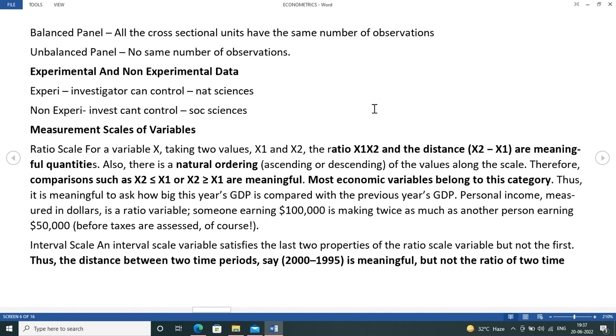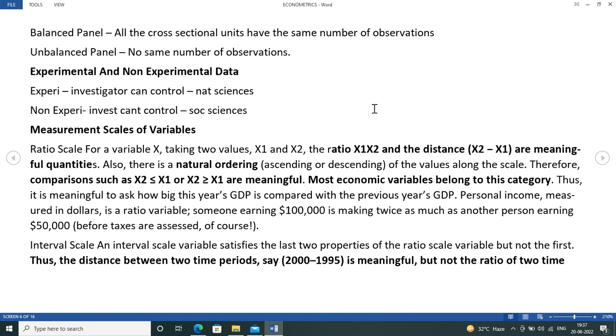In panel data, you'll also have a balanced panel and an unbalanced panel. In a balanced panel, across all cross-sectional units, for example the families, you take the same number of observations. If you are not taking the same number of observations or units, then it may be called an unbalanced panel.